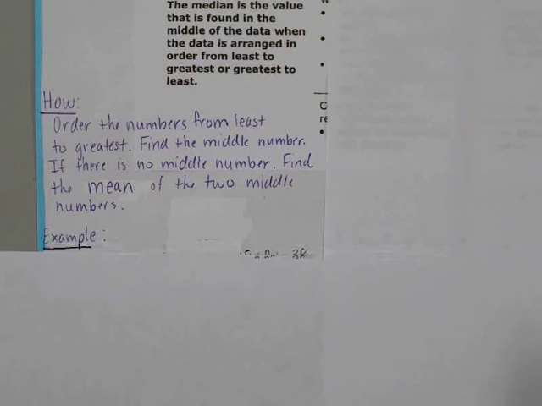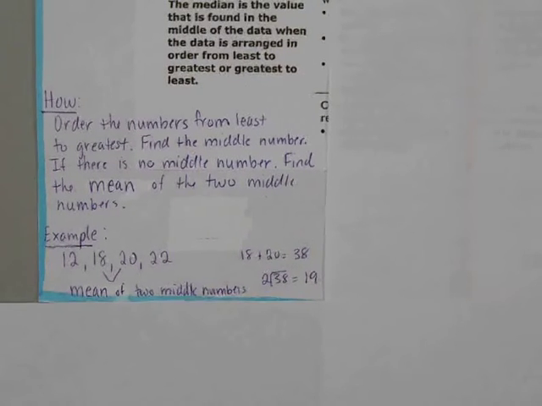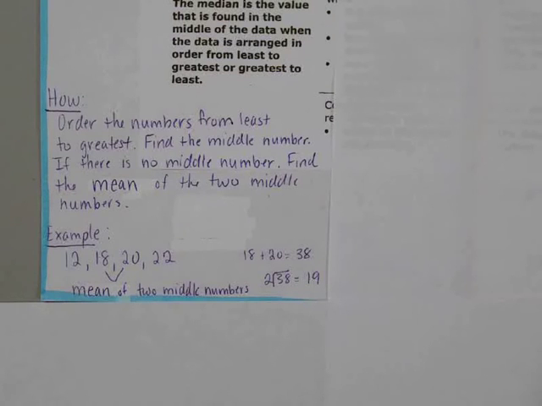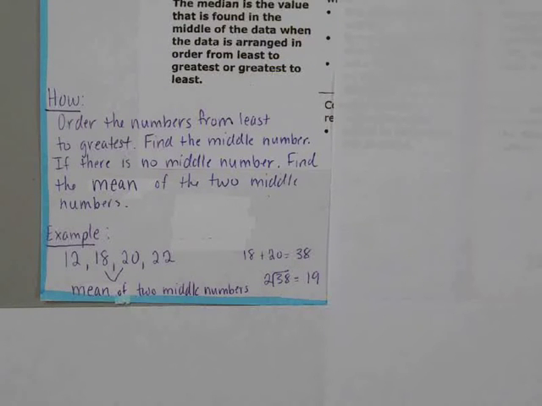Now, here's an example. We have the numbers 12, 18, 20, and 22. There's an even number of numbers in our data set, so we have no middle number. So we're going to take the mean of the two middle numbers, which is 18 and 20. So using the rules we used for mean, we're going to add 18 plus 20 because those are our two middle numbers. We'll add 18 and 20, which is 38, and then divide by 2 since there are two numbers. So our median is 19.